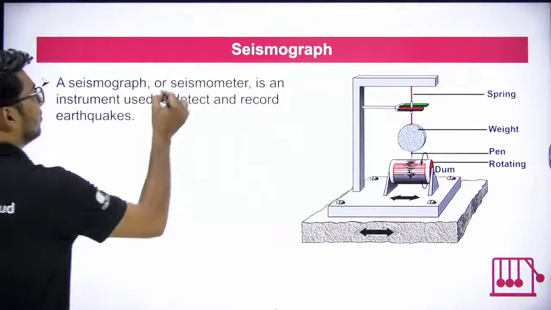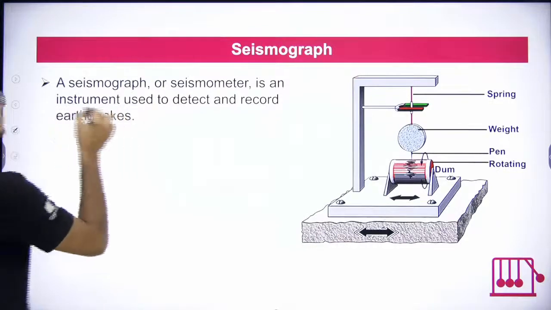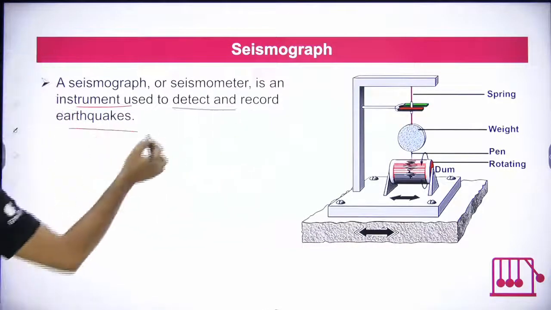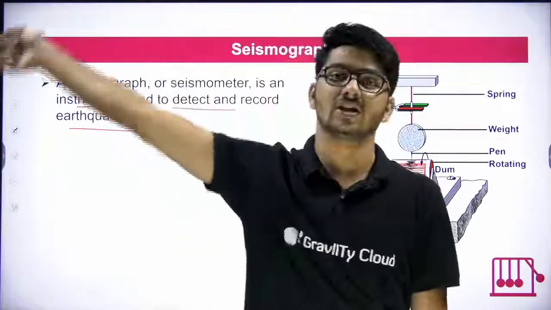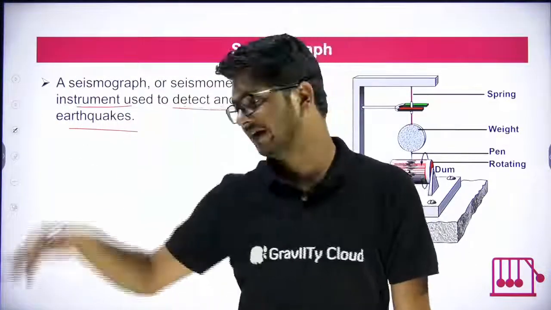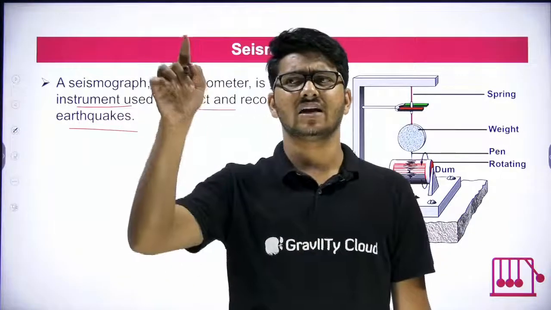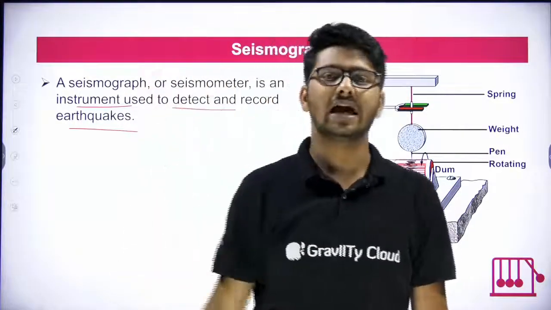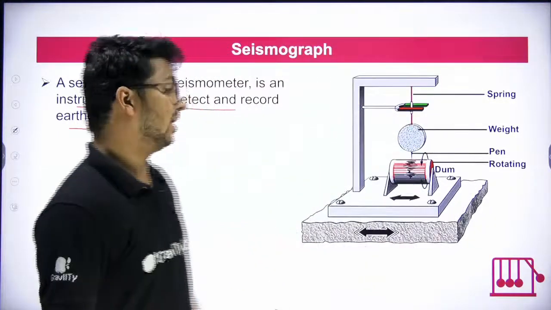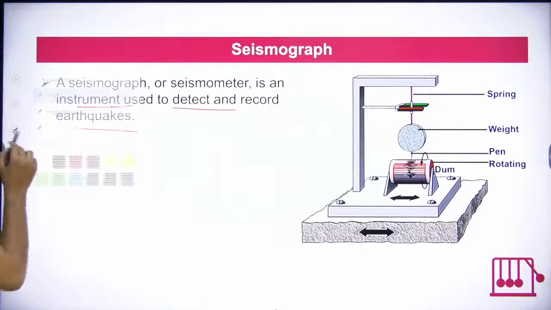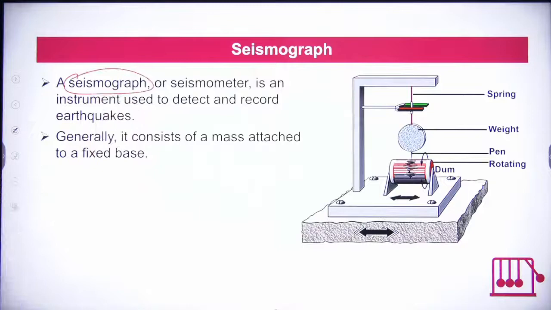So a seismograph, or a seismometer, is an instrument used to detect and record earthquakes. Detect, not predict. Predict is in the future; detect is in the present. If an earthquake is happening now and I look at the seismograph, I can say the line is not straight, that means there is an earthquake. So it can detect and keep a record of earthquakes. Remember the word seismograph.